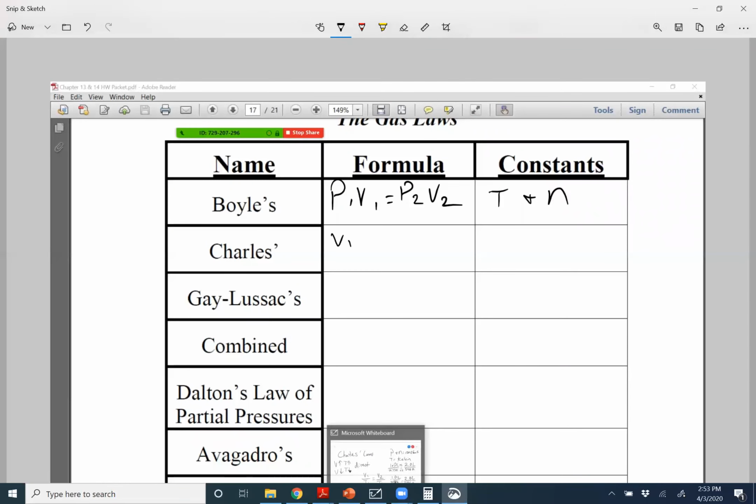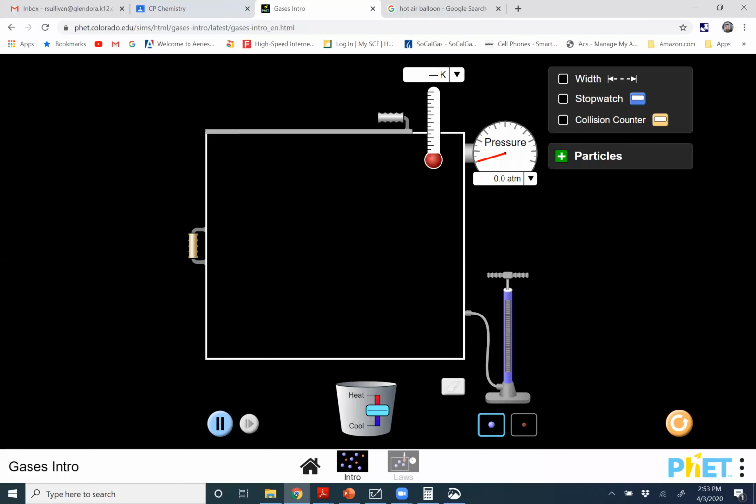In Charles' law, we have volume over temperature, and in this case, we're keeping pressure and amount constant. So far we've been keeping amount constant, and we've kept temperature constant and pressure constant. So now we're going to keep constant amount again, but in this case, we're going to do the next one, which kept volume constant. And our little simulation does do a good job of demonstrating this.